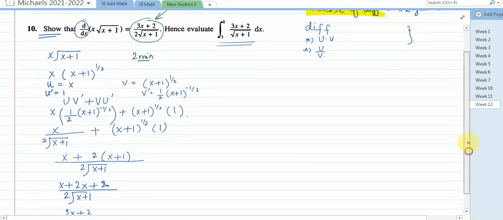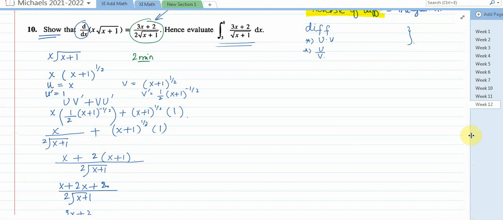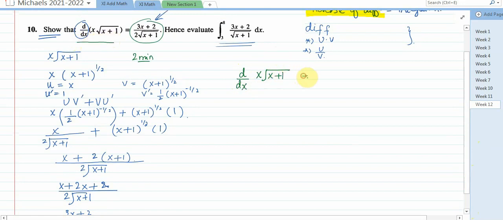And now for the next part, in which we need to find the integral. Now listen to me carefully. What we are saying is that we have a function d by dx of x under root x plus 1. When we differentiate this function, its answer is equal to 3x plus 2 divided by 2 under root of x plus 1. Very simple. When you differentiate this function, the answer is this one.